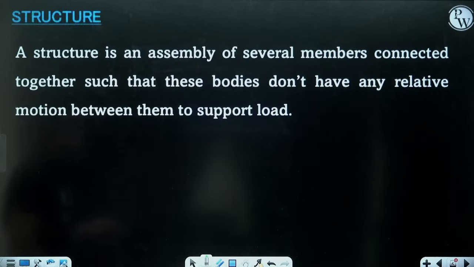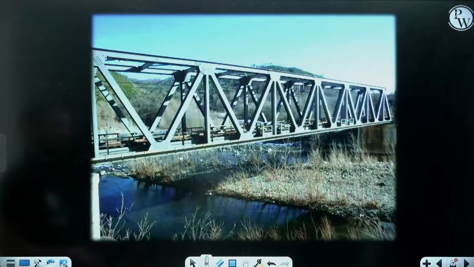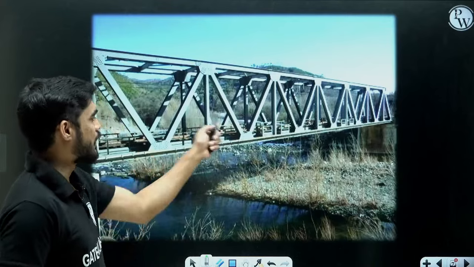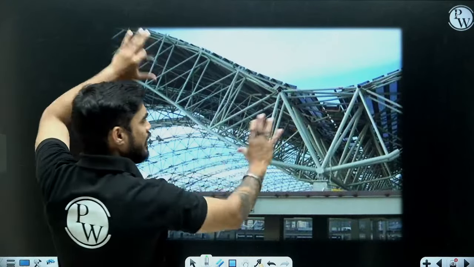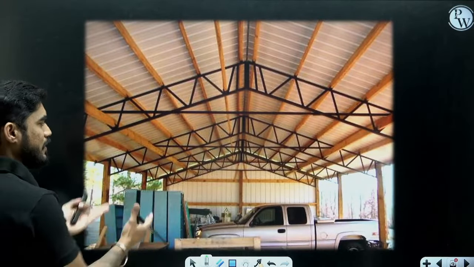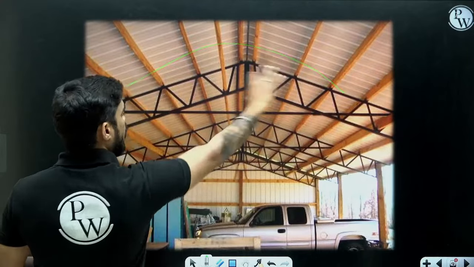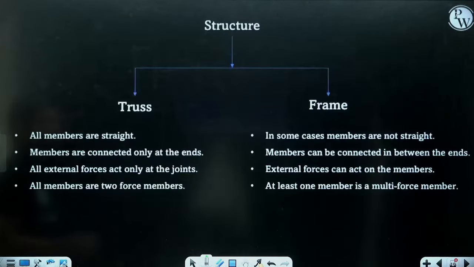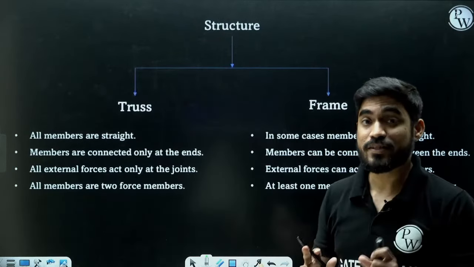Now, when it comes to structures, they are of two types. Look at this. This is an example of a structure. This is a bridge. This is an example of a structure. This is a building. This is an example of a structure. This is a garage. The roof of the garage is supported on this. So this is a structure. Now the structure can be divided into two categories. Now here comes the interesting part.